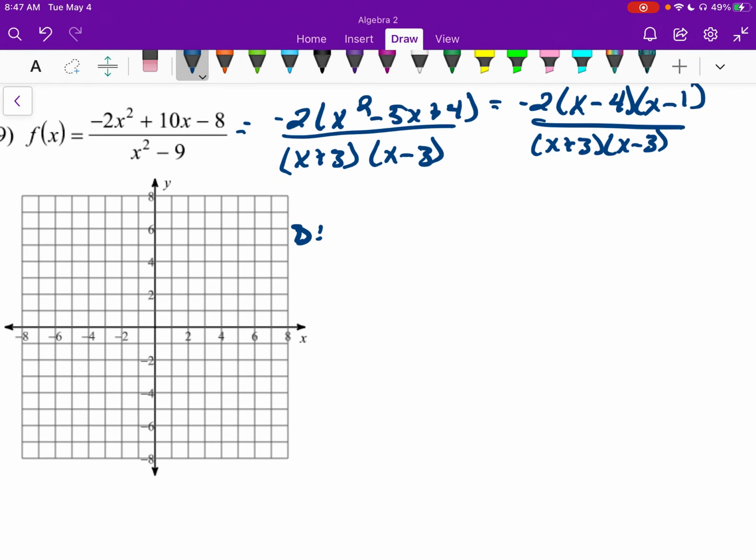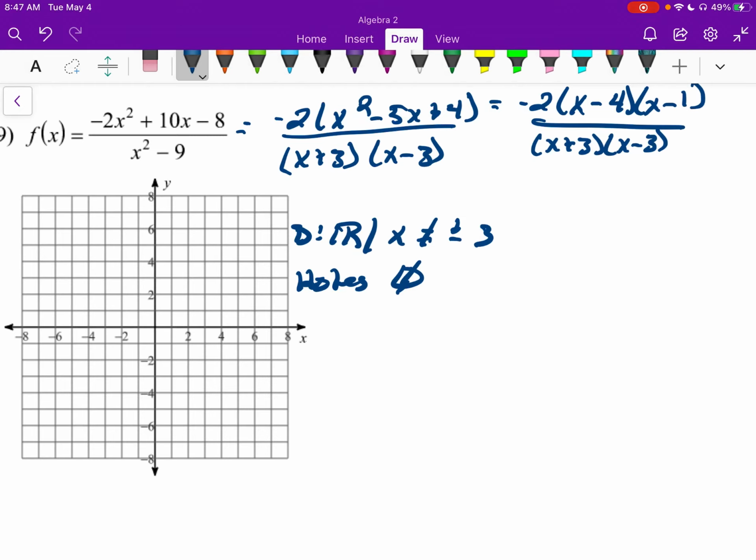Domain, I look at where the bottom would be 0, so all reals given that x won't be plus or minus 3. Holes, I have none. That's like a circle with a little line through it signifying empty or none.